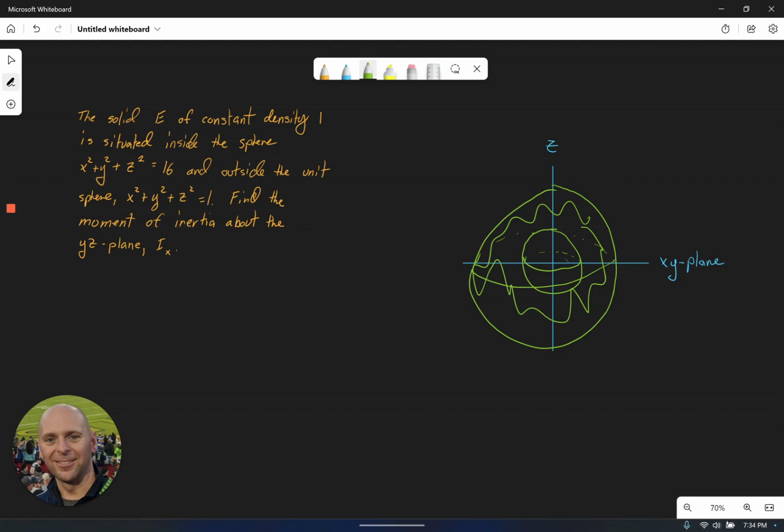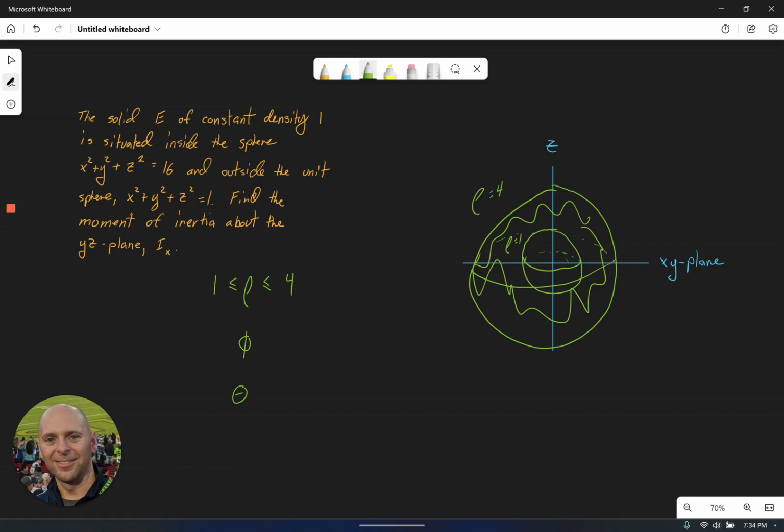So given that these are both spheres, we should probably use spherical coordinates. Kind of makes sense. The first sphere is going to be rho equals 4. The inner sphere there is going to be rho equals 1. So you'll remember we've got to find bounds for rho, phi, and theta. So here we've already found our bounds for rho going from 1 to 4.